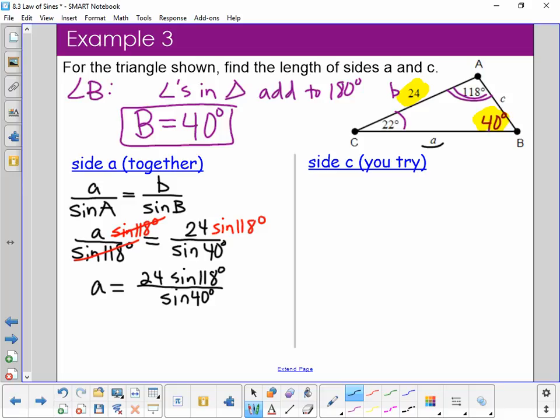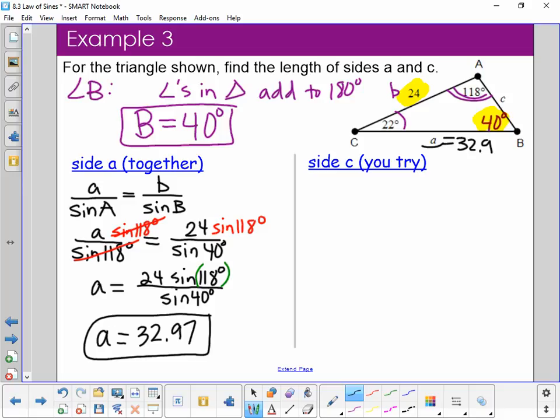If we calculate that in our calculator, we do 24 times the sine of 118 and divide that by the sine of 40. The only thing you need to be a little careful of is to make sure you end your sine with parentheses there in your calculator. And this tells us that side A is equal to 32.97. So I'm going to add that onto my diagram.